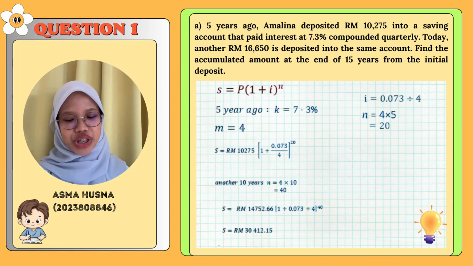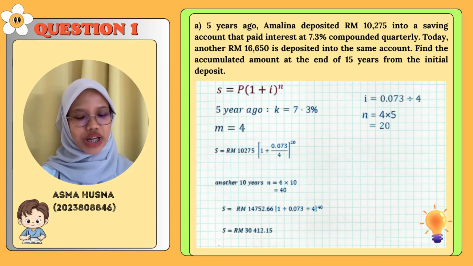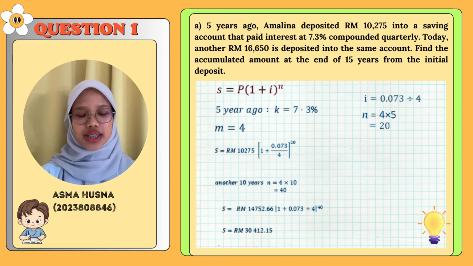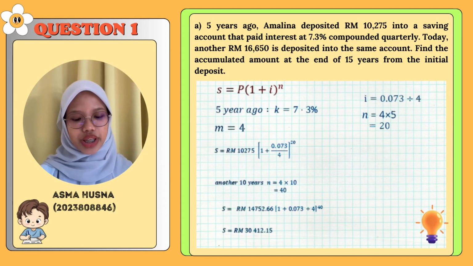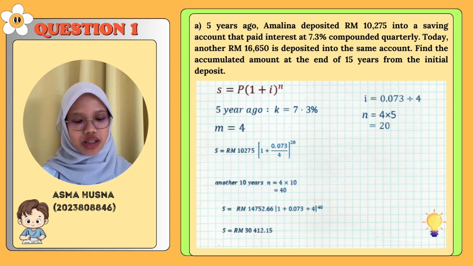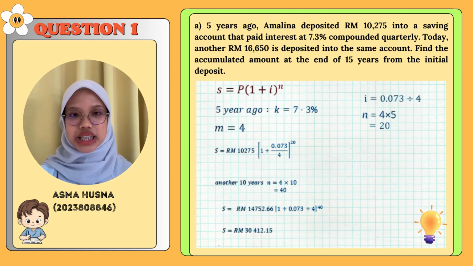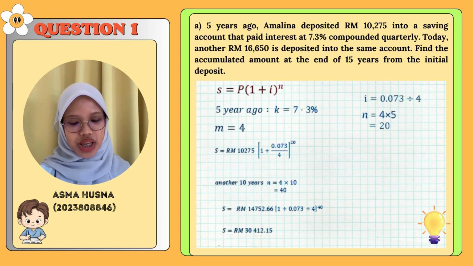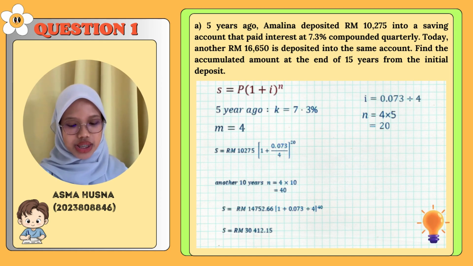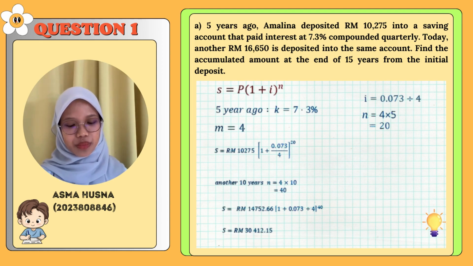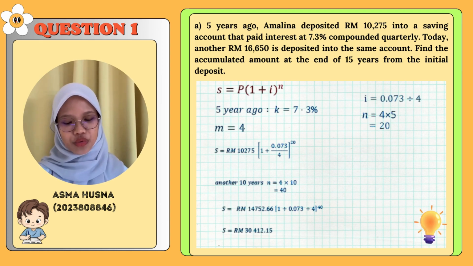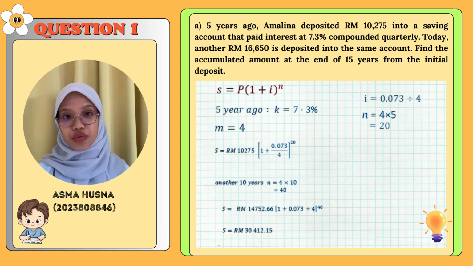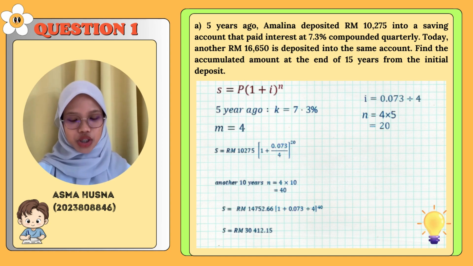Let's begin our first question, which is part A, question 1A. In this question, they ask us to find the accumulated amount at the end of 50 years from the initial deposit. First and foremost, we need to use this formula, which is S equals P(1 + i/n). So we must find for the first 5 years.